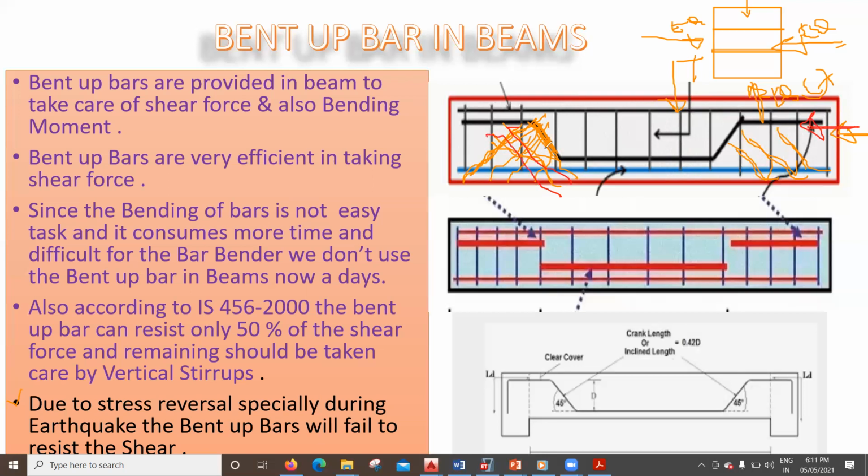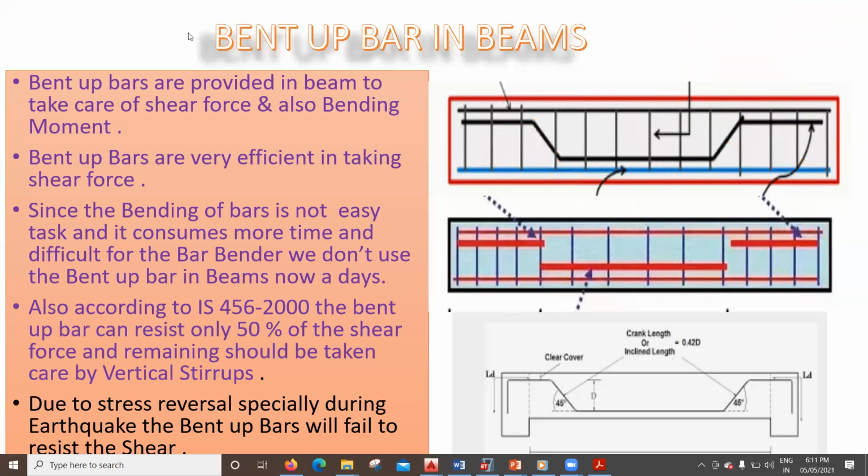So since there is a reversal of the stress, this bar will not be efficient. Whatever crank you are given, whatever bend you are given, this bend will not be sufficient to take care of the load. If cracks are coming from here, it's okay, but if it comes from this direction, then this bar will not be in a position to take care of that load. I'll erase everything. So that is the reason, due to the reversal of the stress, we don't use the application of the bent up bar nowadays.